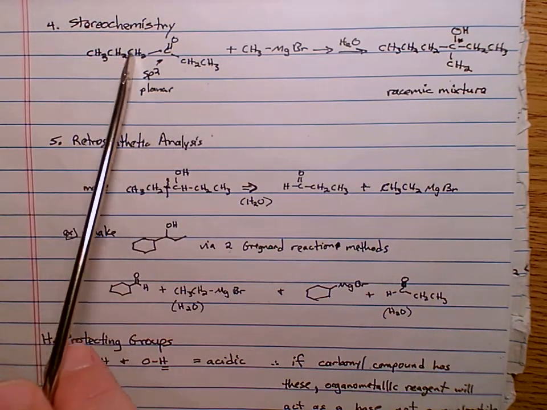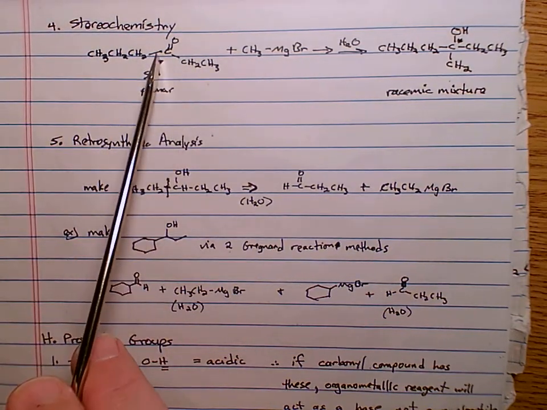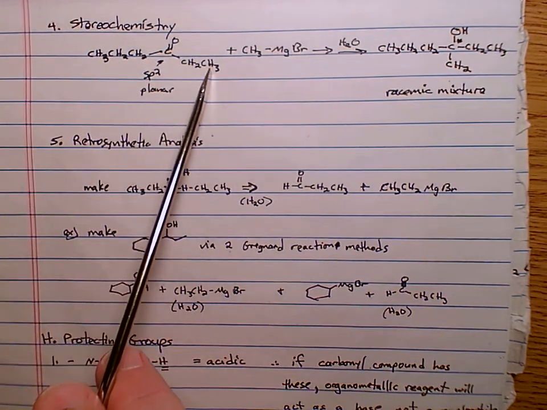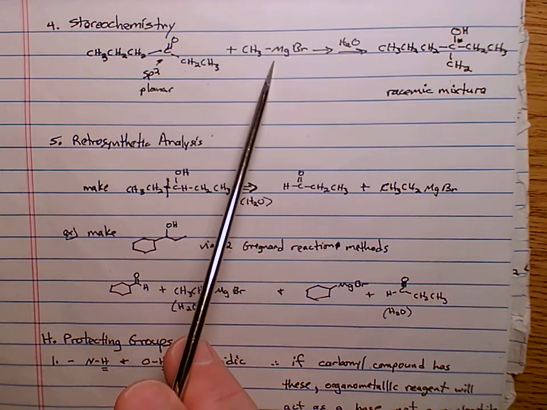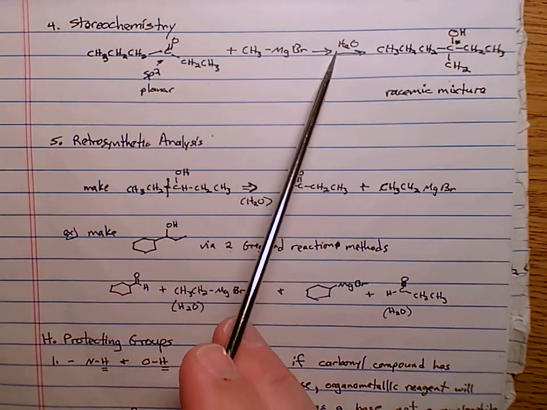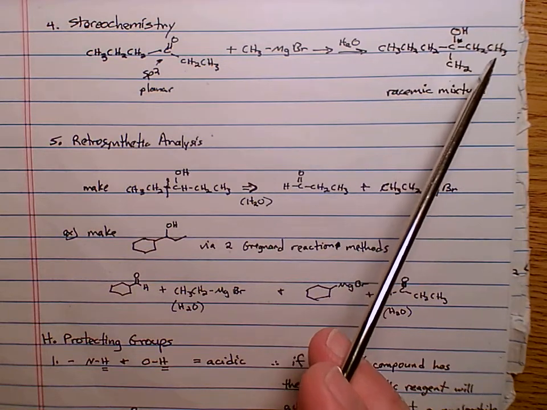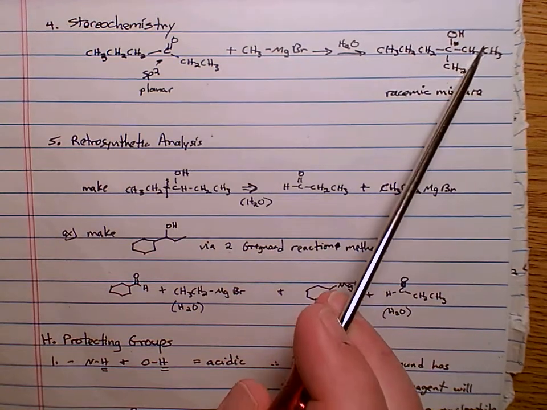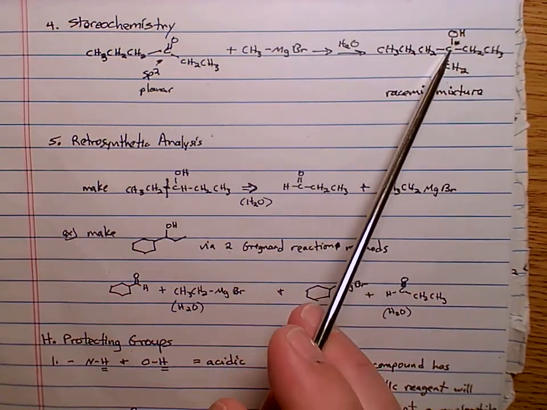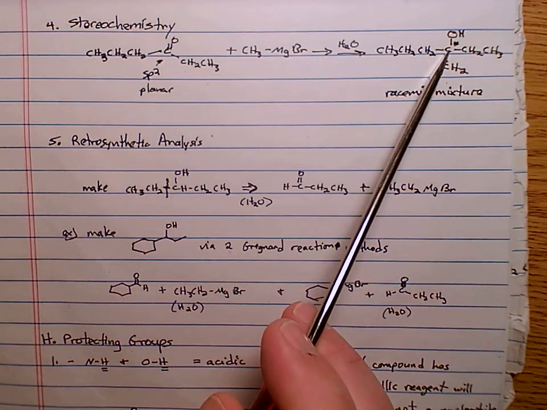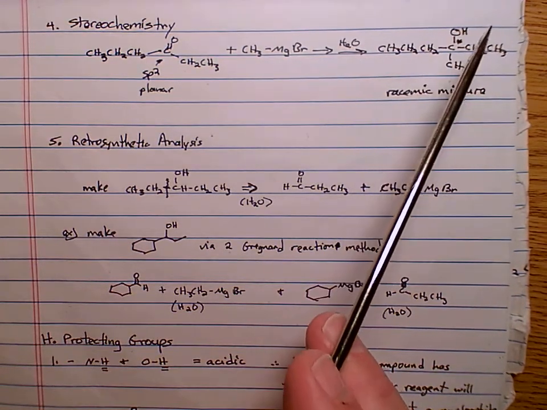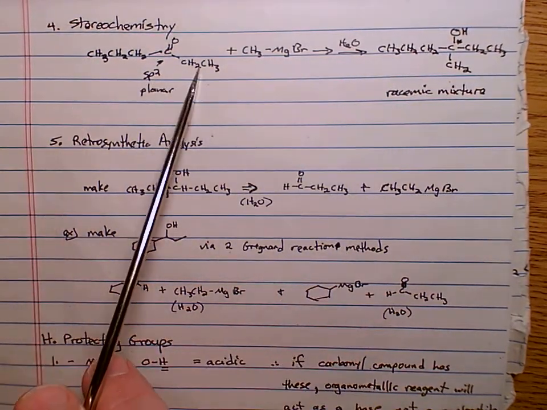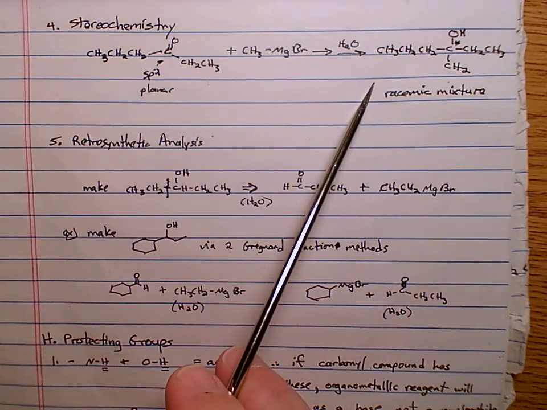So if we have this ketone that has two different groups coming off of it, propyl and ethyl, and we attach this methyl group with an organometallic reagent followed by water, we get this tertiary alcohol that has a methyl, an ethyl, and a propyl group. That's a chiral carbon, which means we're going to get a racemic mixture of the two enantiomers. Every time we make a chiral carbon from non-optically active reactants, our product cannot be optically active.